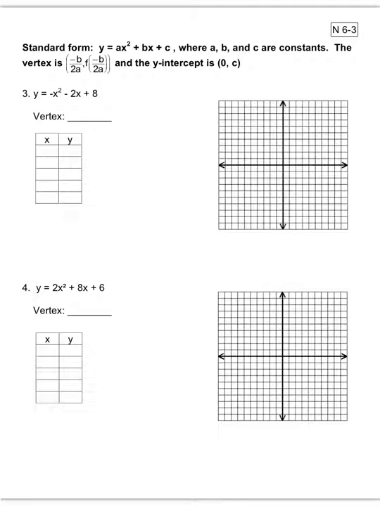Okay, so standard form, we really kind of already talked about it whenever we were using the quadratic formula. In standard form, you have ax squared plus bx plus c equals y. And then to find your vertex, there's going to be a formula for finding the x value. To find your x value, it's written right here. It's negative b over 2a.